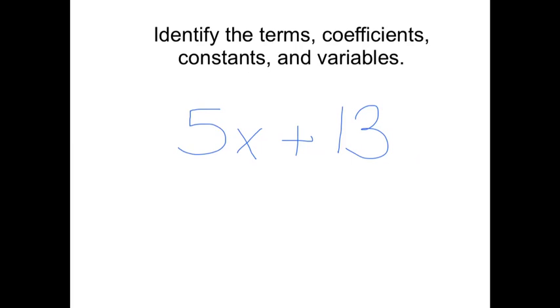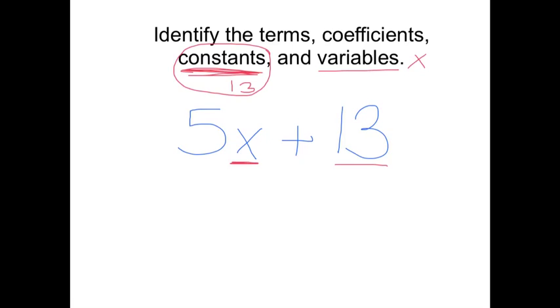Alright, so here's one for us to try out. It says identify the terms, coefficients, constants, and variables. Well, the easiest part is the variables. That's going to be the x. Variables are the letters that stand for numbers. The constant is the numbers that are all by themselves and won't change. So the constant is 13.